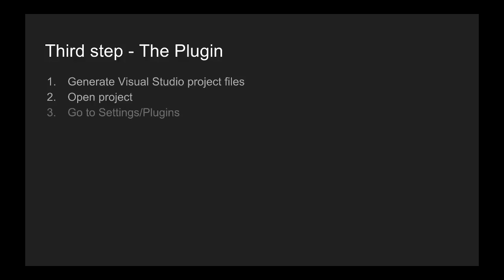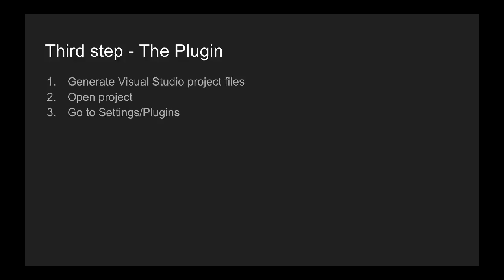Third step, the plugin itself. Call via the Explorer right button, generate Visual Studio project files. This will create a project file where the joystick plugin is included. Open your project file with the Unreal 4 editor. This should go right.